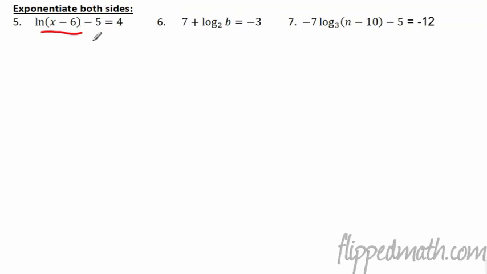So we're going to add 5 to both sides first. We're going to isolate it, like we do in all these equations, to get something equals 9. What do we get here? They cancel. So the natural log of x minus 6 equals 9.